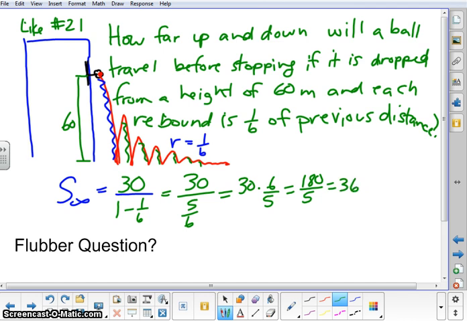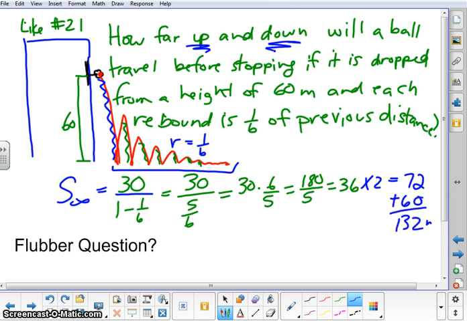Now we're going to have to double that. So all the green that we put in the picture, that's 36. Since there is up and down, like the problem said, we have to multiply that number by 2, and you get 72. So now we've got everything from here to here. The one last thing we have to do is add the 60 to get 132 meters.